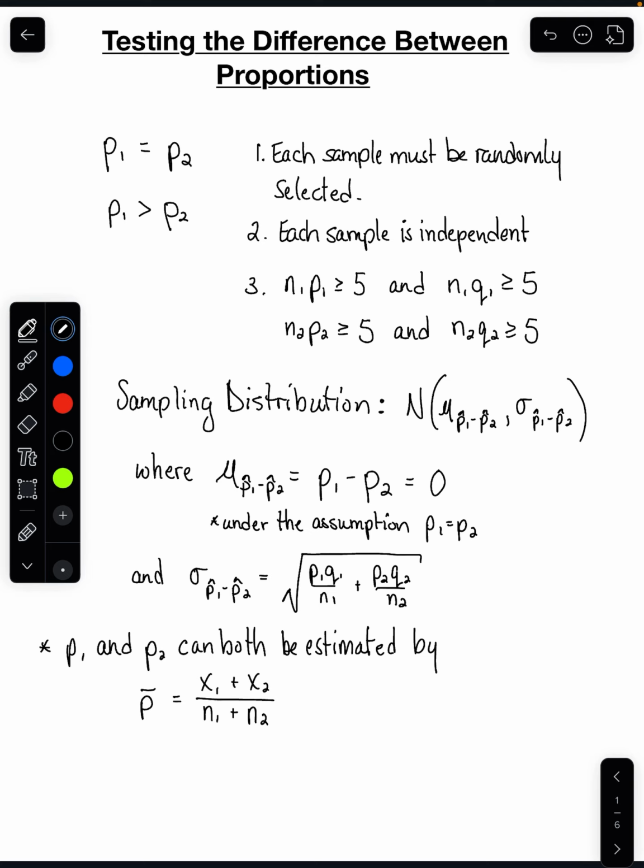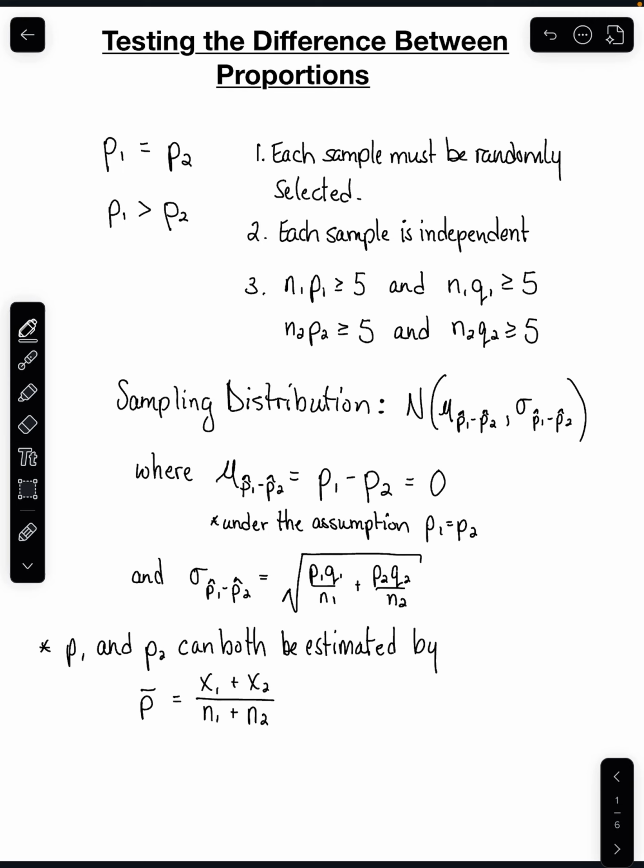Thus, if we were to look at simply x sub 1 over n sub 1, that would be the value of p sub 1. And x sub 2 over n sub 2 would be the value of p sub 2. Please note that this is not as simple as just p sub 1 plus p sub 2. It's not as simple as that. It is the total number of successes between the two samples over the total number of trials between the two samples.